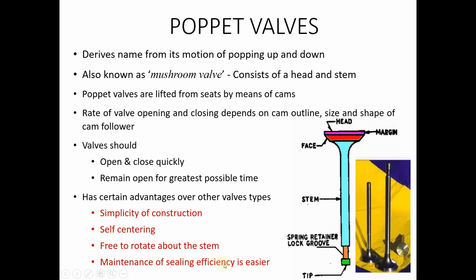Maintenance of sealing efficiency is greater, because sealing efficiency means once the valve is closed, at the inlet valve, air should not get in, and at the exhaust valve, the exhaust gases or the air that is remaining inside the engine should not go out. So high sealing efficiency is needed to produce the required compression ratio and also to maintain the efficiency. All this can be achieved easily by means of poppet valves, and that is why it is preferred.